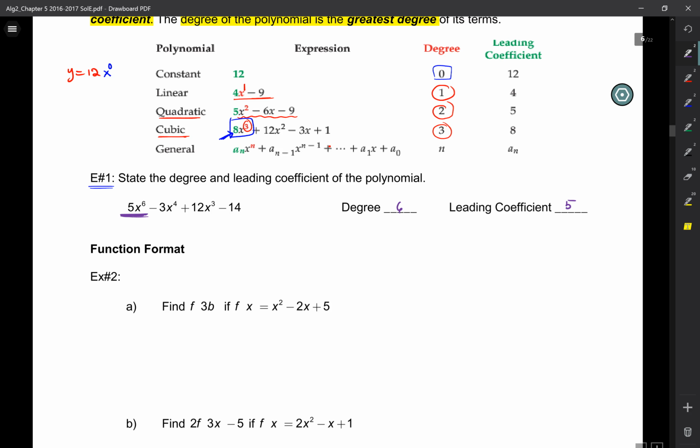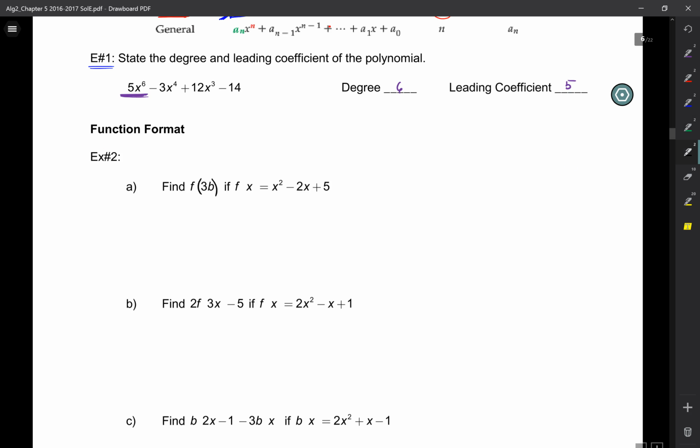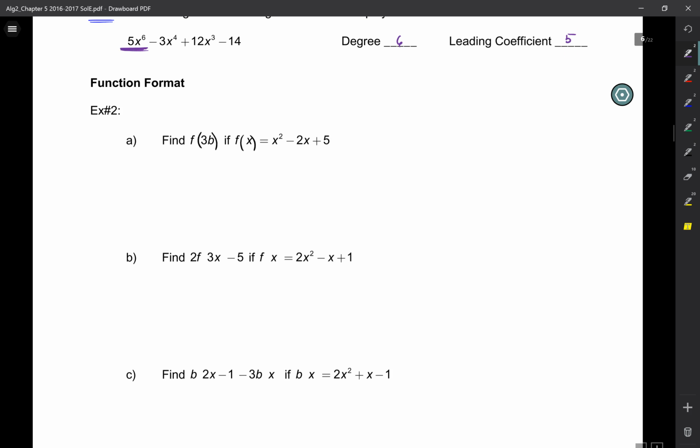All right. Okay, so let's take a look at this next one. We need to find f of 3b if f of x is blah, blah, blah. And we have done similar ones to this before. So if I want to find f of 3b, what do I need to do? Plug in what for each of the x's? Plug in 3b for each of the x's. So 3b squared minus 2 times 3b plus 5.